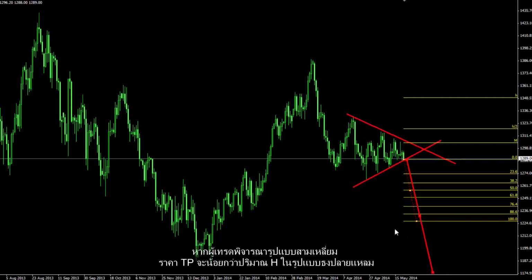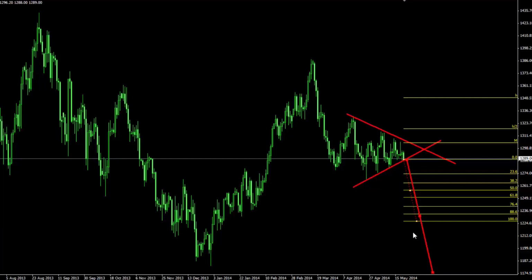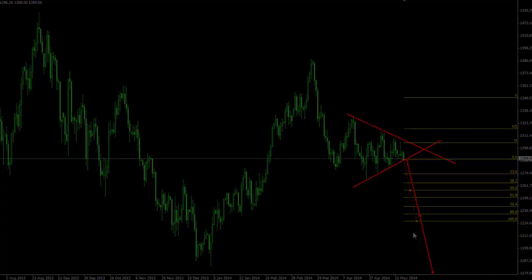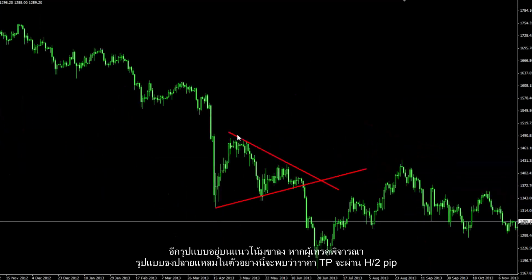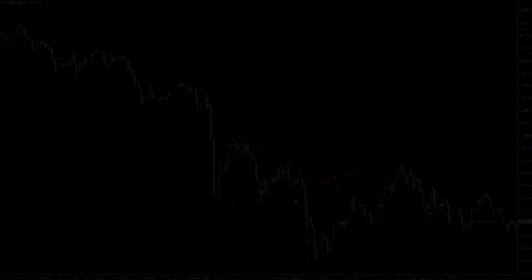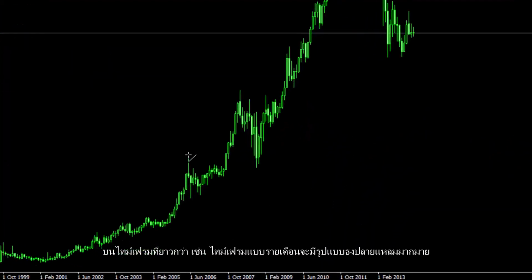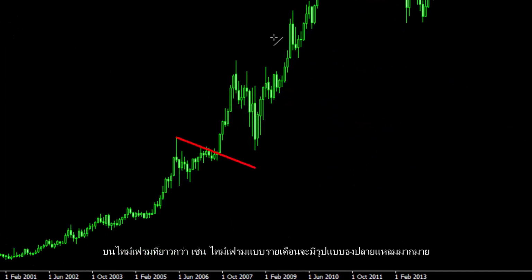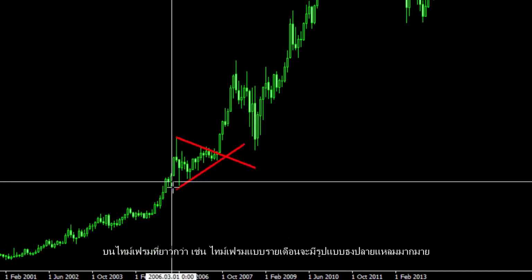If a trader considers a triangle pattern, then TP would be less than the TP amount in a pennant pattern. Pennant patterns are formed regularly on gold symbols. Another pattern on a downward trend, if a trader considers a pennant on this example, then TP would pass H2 pips. On a longer time frame, like a monthly time span, there are numerous pennant patterns.